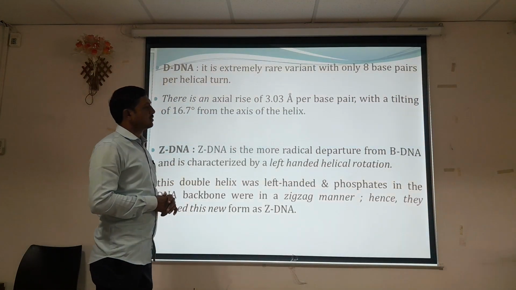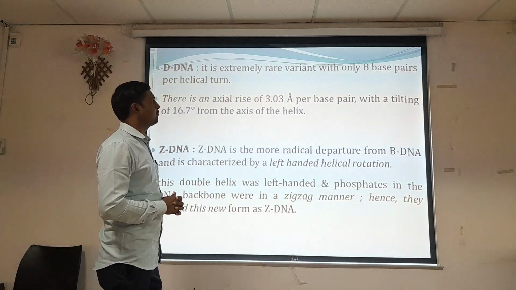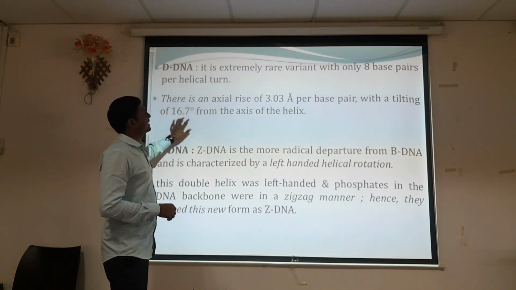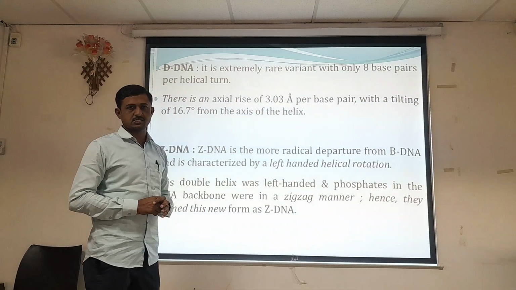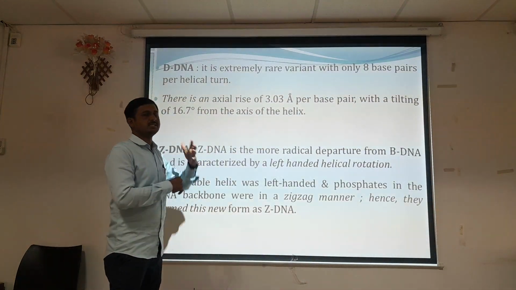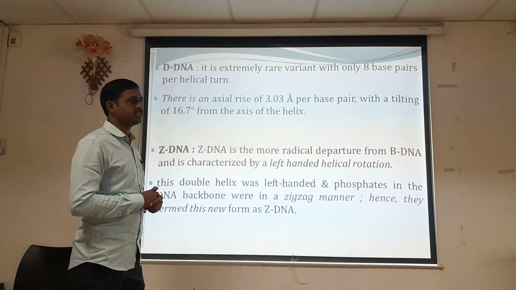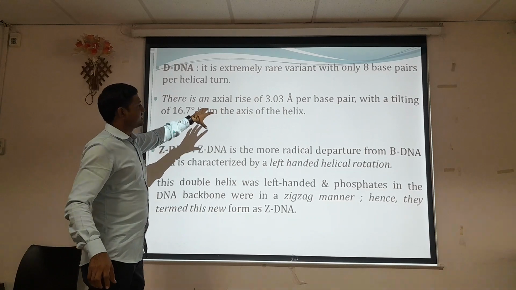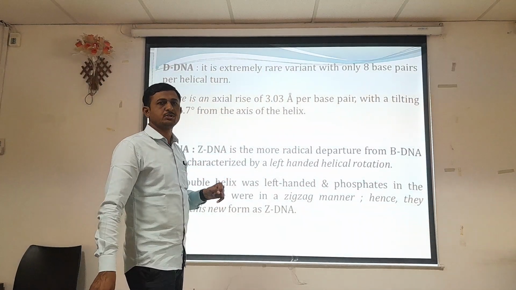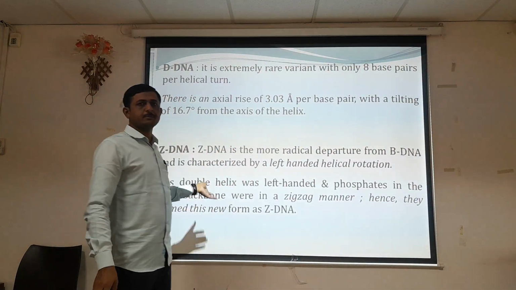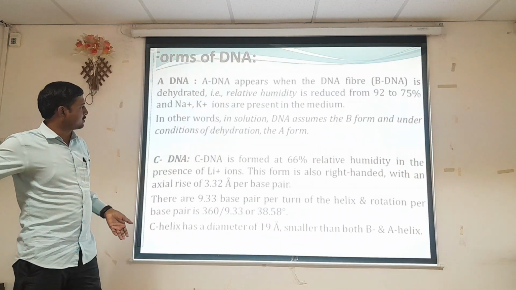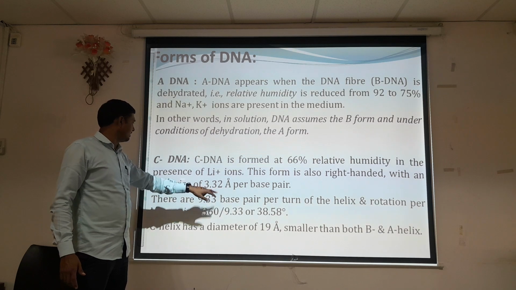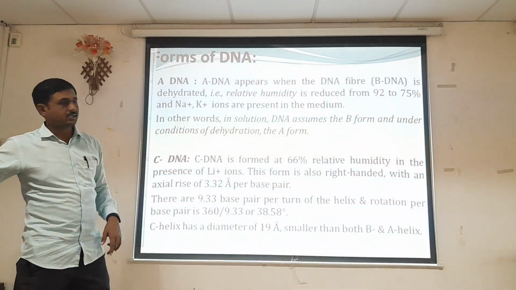There is an axial rise of 3.03 angstrom per base pair with a tilt from the axis of the helix. So structural changes can also be observed in the C, D, A and B forms of DNA. Here the axial rise we can observe is 3.03 angstrom, while in the case of the C form of DNA we discussed an axial rise of about 3.32 angstroms.